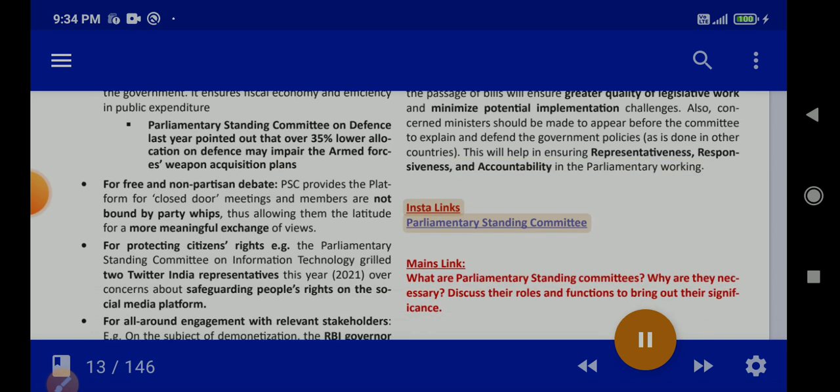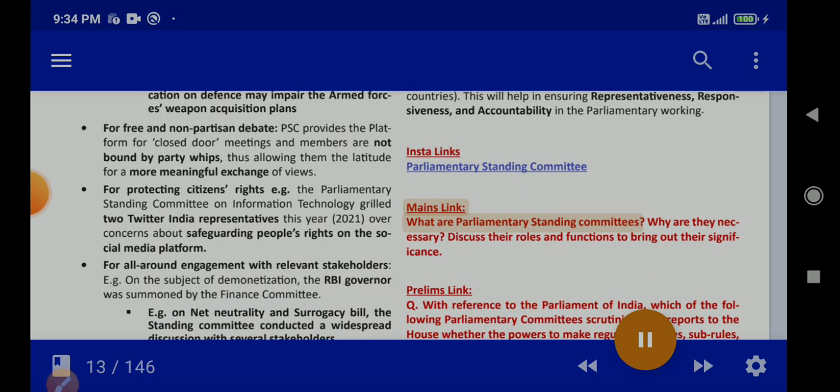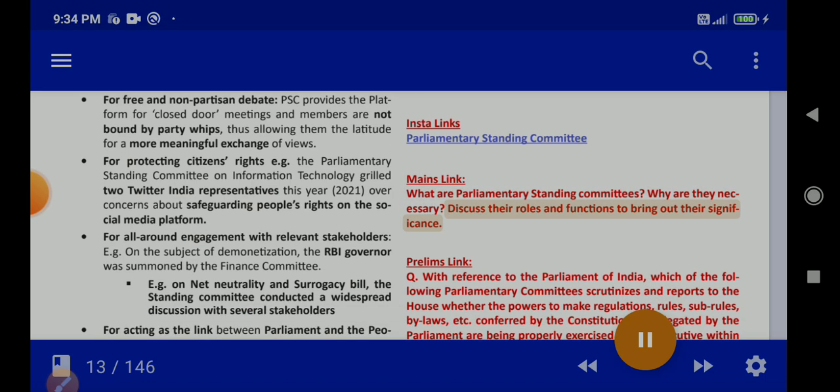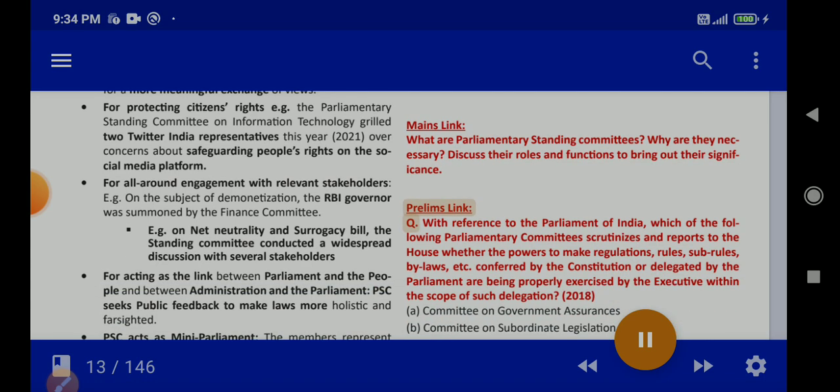Insta Links: Parliamentary Standing Committee. Mains link: What are parliamentary standing committees? Why are they necessary? Discuss their roles and functions to bring out their significance. Prelims link Q.